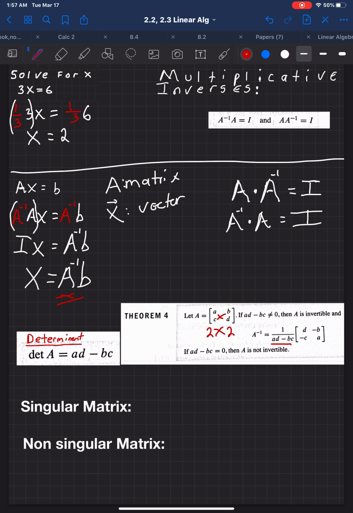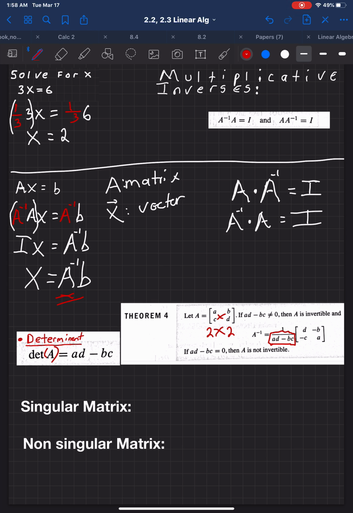We actually have a name for this a times d minus b times c, and we call it the determinant. The notation is det, so the determinant of A. We'll come back to determinants later in more detail, but for right now, the property of this determinant that we care about is that it not equal 0. Because if it equals 0, then we cannot find the inverse of a matrix A.